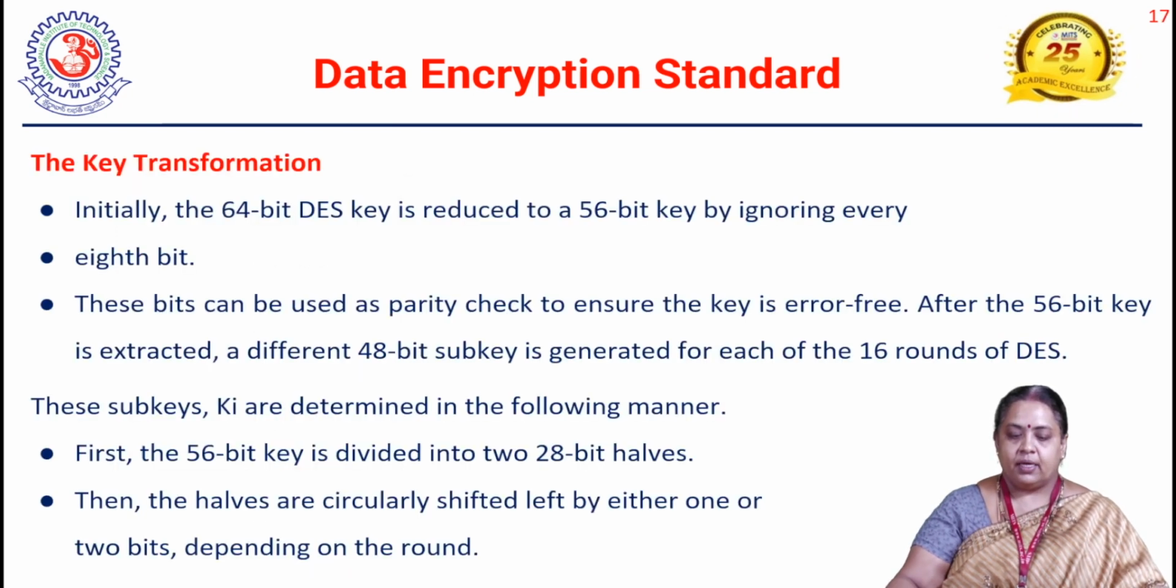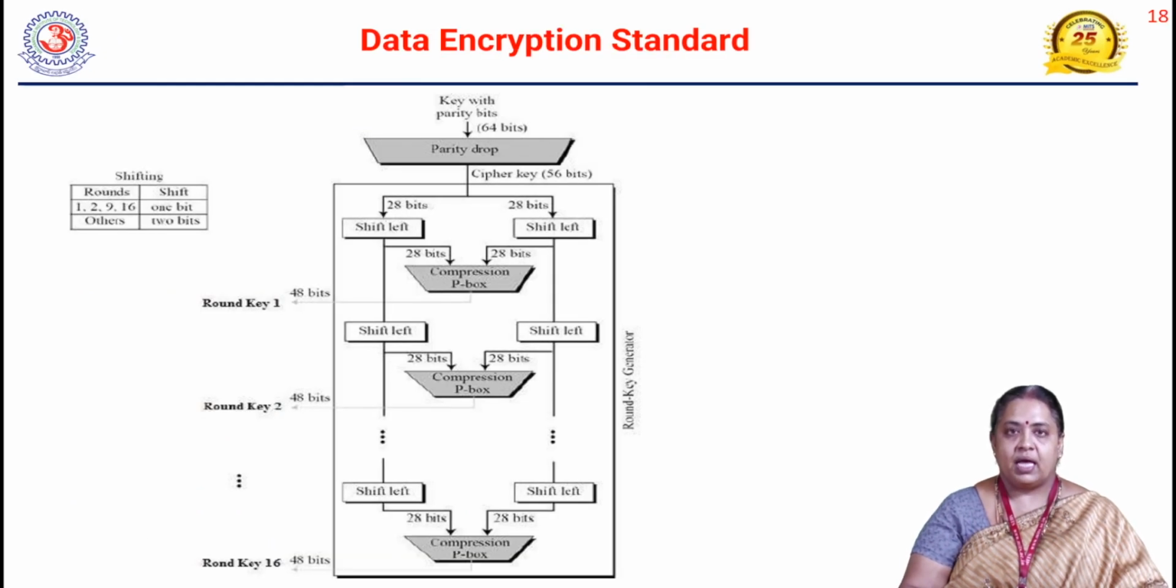The next important thing we have to discuss is key transformation. What key do we have? We have a 56-bit key. From this 56-bit key, we have to generate keys for 16 rounds, that is round key 1 to round key 16. We have only a 56-bit key, and each round key is 48 bits. So how are we going to generate the keys?